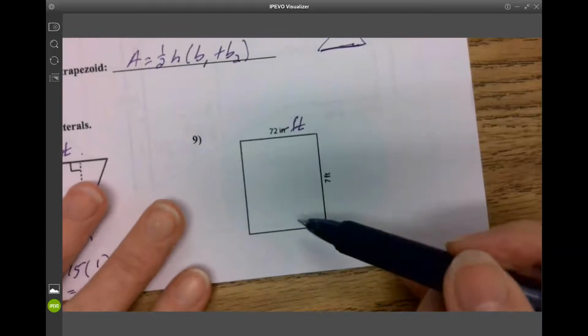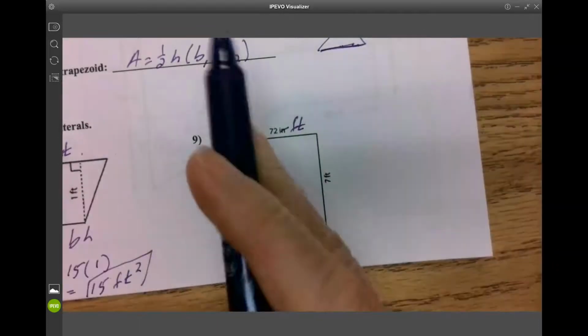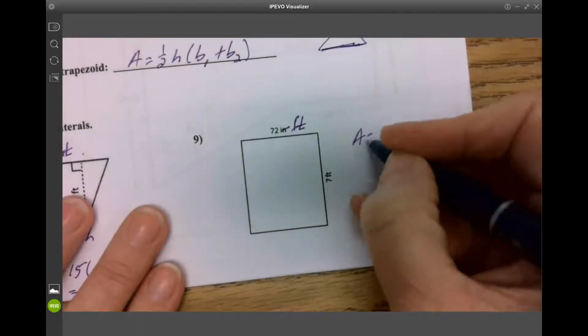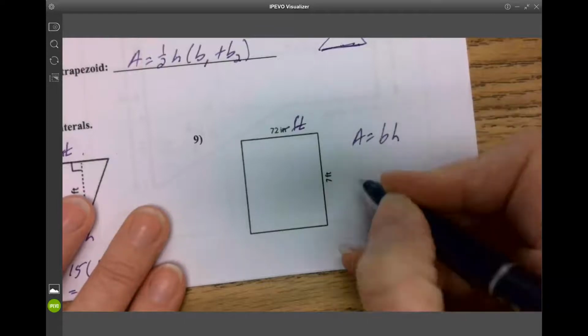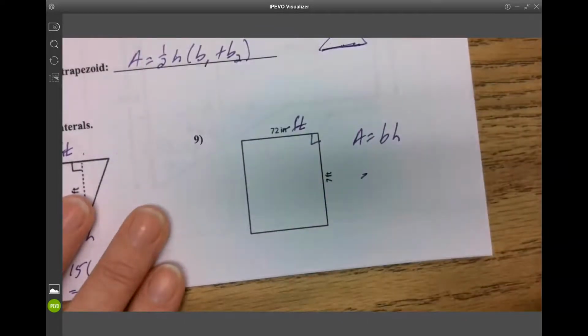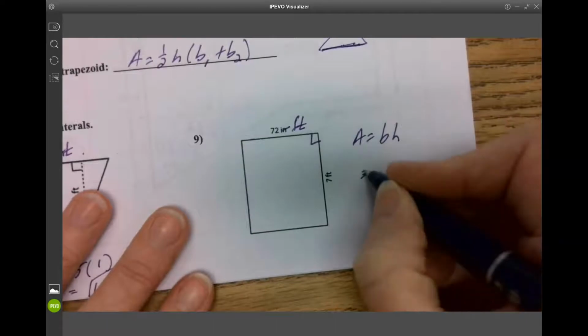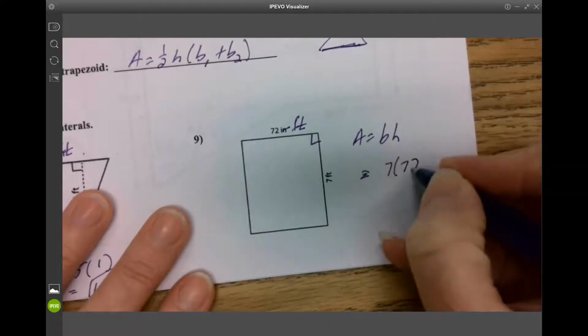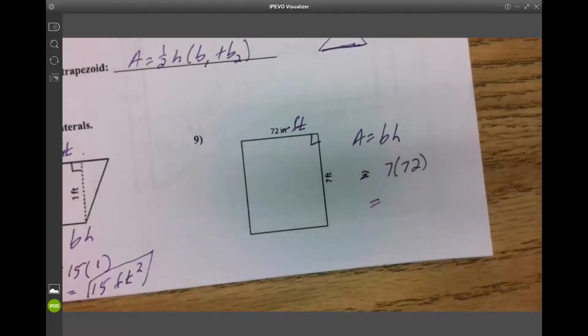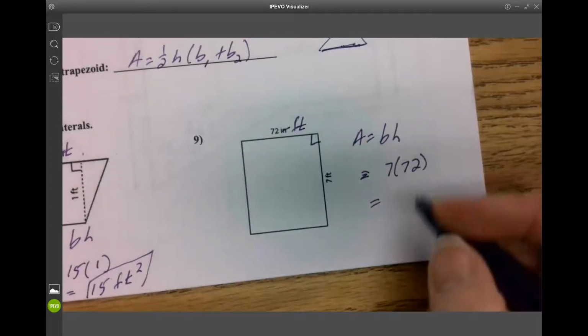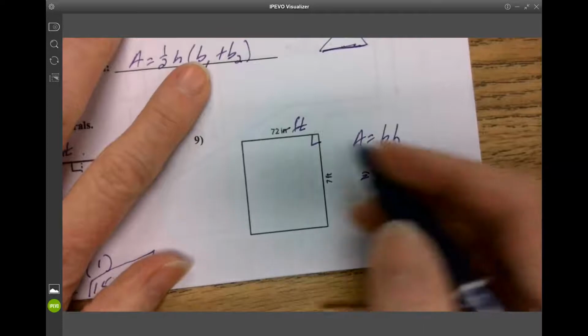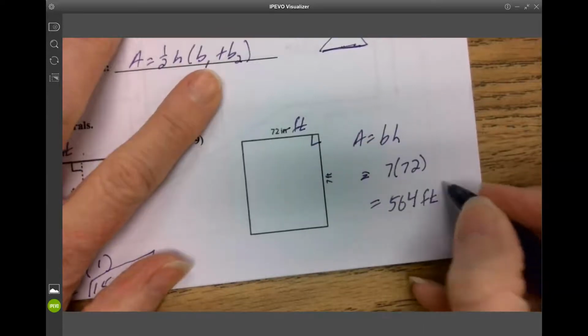So this is a rectangle, but a rectangle is just a straightened up parallelogram. So you can use length times width or base times height. They should have had this, but they didn't. So 7 times 72 is equal to 504 feet squared.